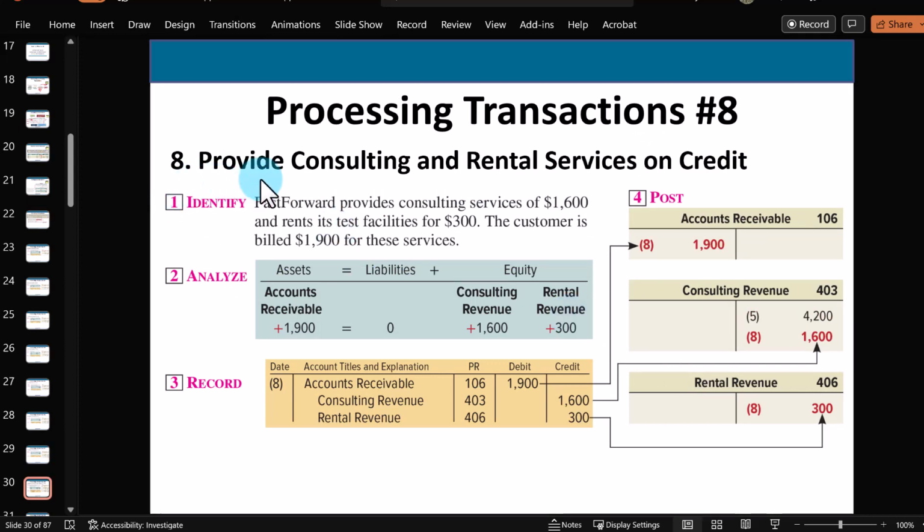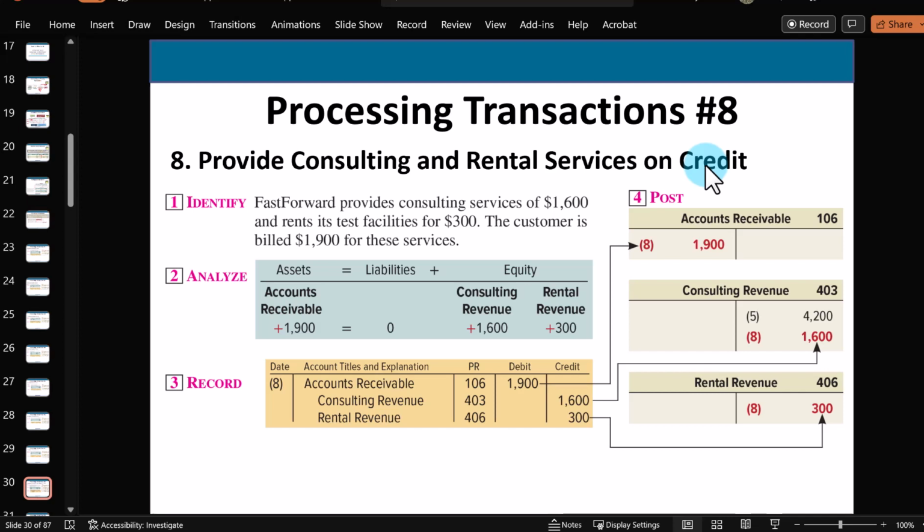Transaction number 8. We provide some more consulting services to our clients, and we also earn some rent income. Maybe we're subleasing some office space that we're renting from somebody else. But we didn't get the money right away. We gave our tenant the bill. Here, we're extending credit to them. They're going to pay us later on.